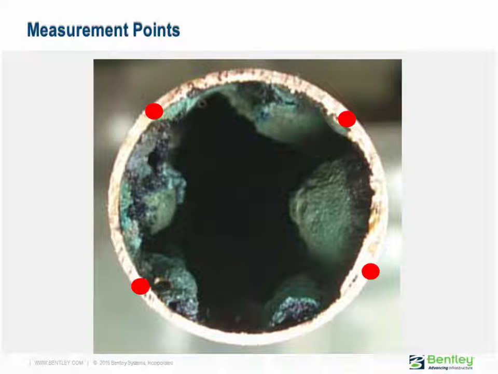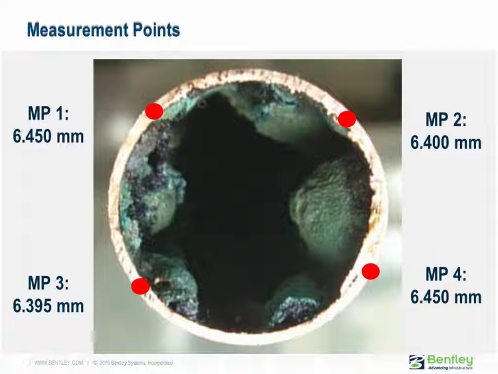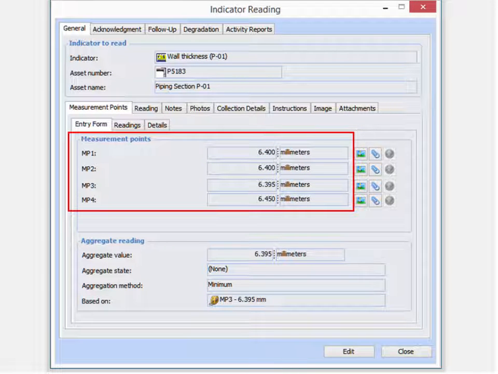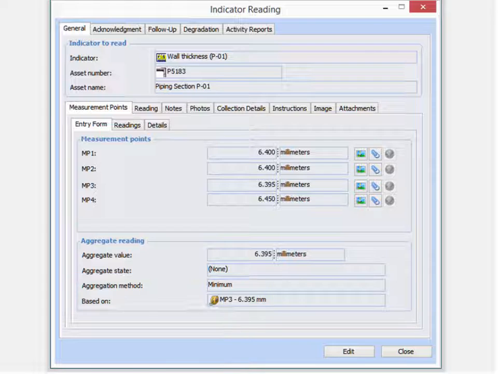As an example, a section of carbon steel piping may show signs of corrosion over time. Measurement point readings taken around the pipe can identify wall thickness or evidence of corrosion at different points. In the case of an indicator that measures the wall thickness of a pipe, 4 to 8 measurements are commonly needed at different locations around the circumference of the pipe. In this example, a pipe has 4 measurement points. A reading at each point was taken with the overall reading determined by the minimum reading of 6.395 millimeters.